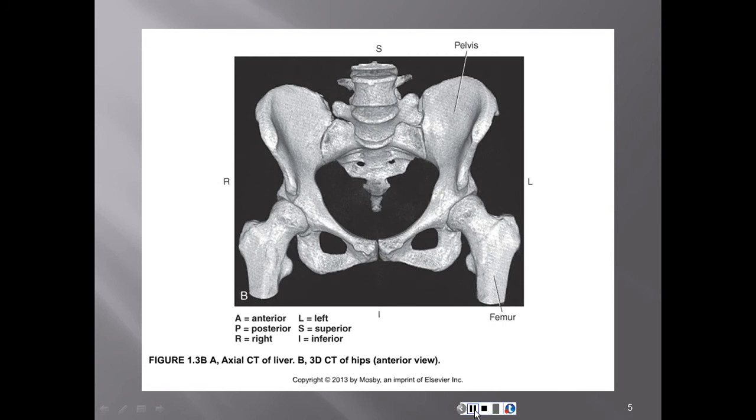This is what we call a surface rendered image of the pelvis, and this is how we traditionally like to look at anatomy. This image was obtained by converging thin axial CT slices to create a computer generated image of what the pelvis would look like for that particular patient.